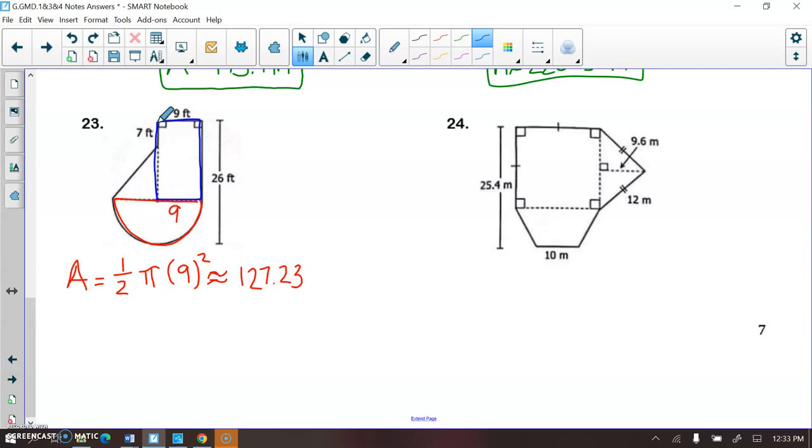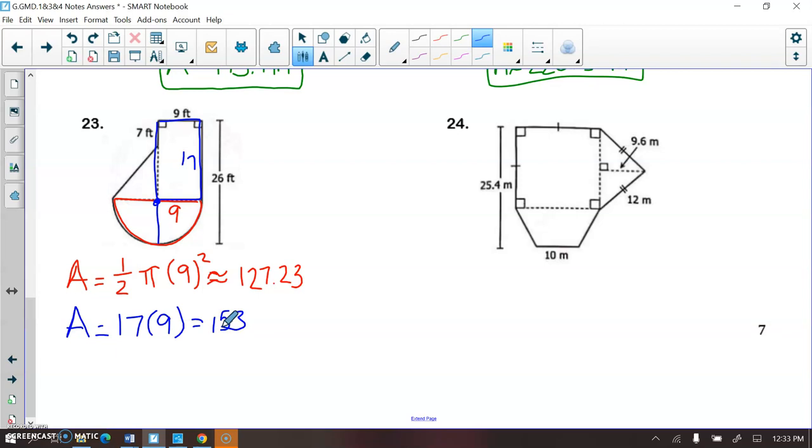Then I have a rectangle that has a base of 9. And if I do 26 minus the radius of my semicircle, which is 9, I would get the height of my rectangle, which is 17. So for the area of my rectangle, it would be 17 times 9, which comes out to 153.